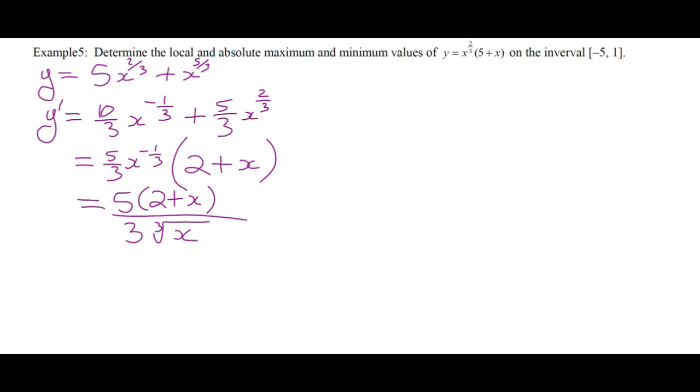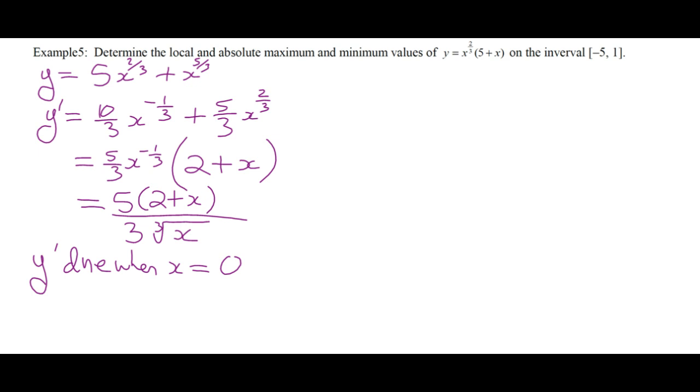So when does this not exist? y prime does not exist when x is equal to 0, right? Because cube root of 0 is 0, and then you're trying to divide by 0, and I bring up the NHL saying, you can't do that. No, it's cube root. You can do cube roots of negatives.